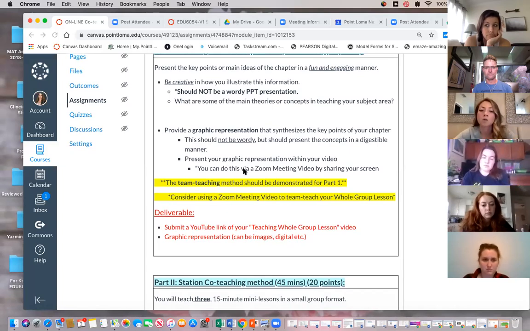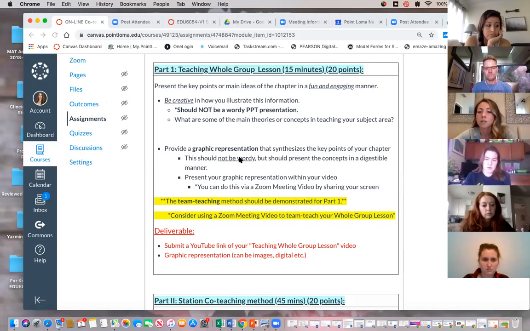So it's a whole group lesson, and then there's a graphic representation that could be anywhere from like a diagram, it could be a concept map, it could be a brochure, some kind of graphic organizer, how you organize information. There's really no restriction on how you represent the information, okay?